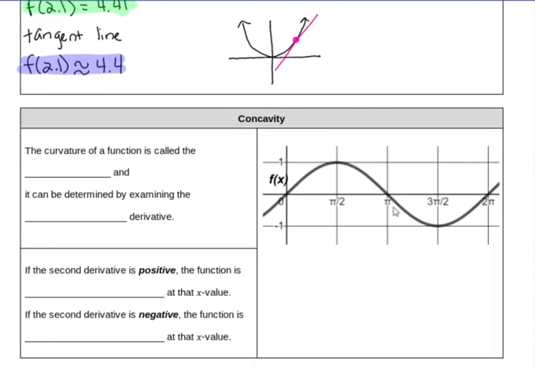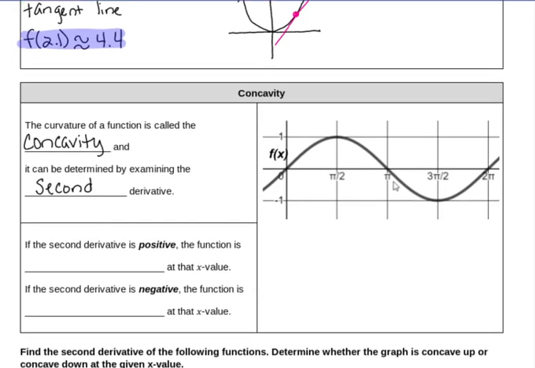So concavity is the curvature of a function, and it can be determined by examining the second derivative. If the second derivative is positive, it means that the function is concave up at that x value. The memory cue for concave up that we're going to use is that it looks like a cup. So let's take a look where this would be on our graph. Concave up, we're looking for a cup. That means it's going to be from pi to 2 pi. I've got this graph of f of x. If I find f double prime, in other words the second derivative, and I evaluate it somewhere between pi and 2 pi, I should get a positive number.